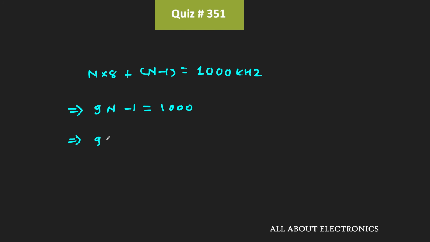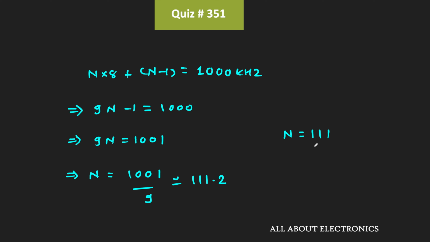So in this case, n times 8 plus (n minus 1) is equal to 1 MHz, or we can say that it is equal to 1000 kHz. That is, 9n minus 1 is equal to 1000 kHz, or we can say that 9n is equal to 1001. So from this, if we calculate the value of n, then it is equal to 1001 divided by 9, which is equal to 111.2. So if we consider the integer number, then the value of n will come out as 111.